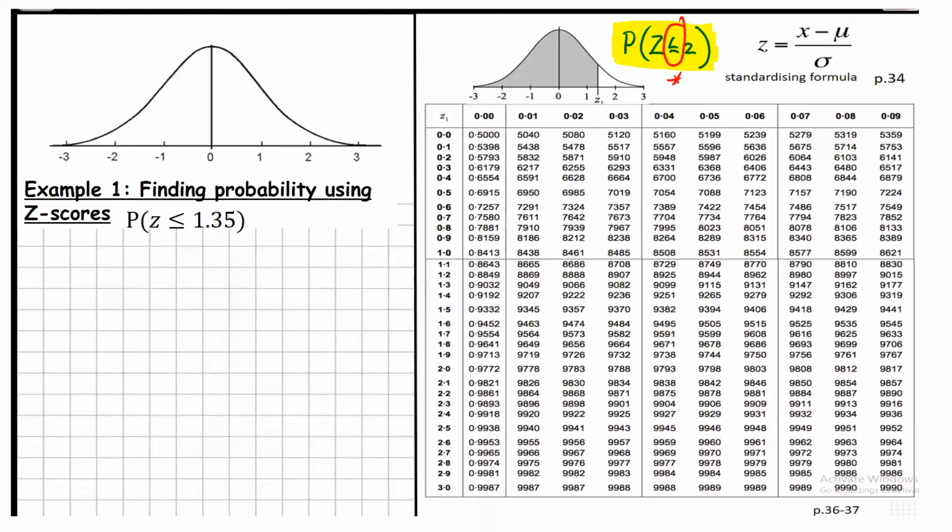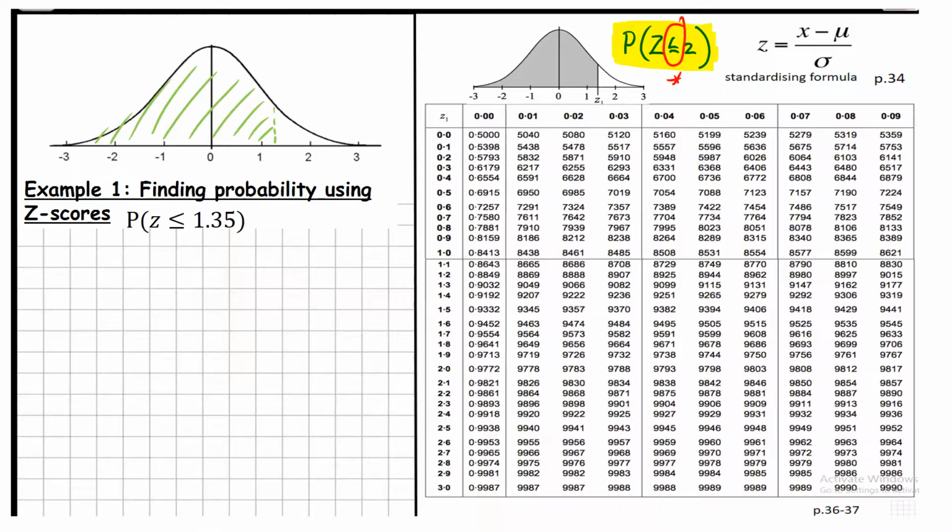Now, in this example, we find the probability where Z is less than or equal to 1.35. I have a blank normal curve up here, so let's take a look at what that means. 1.35 is roughly about here. I want to find the probability where Z is less than that number, and less than means to the left. So I'm talking about this portion here. What is the probability that Z is less than 1.35?